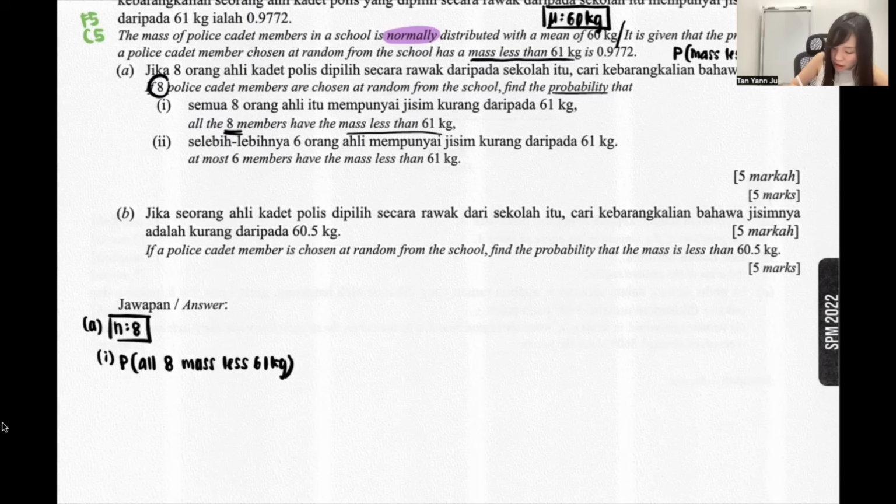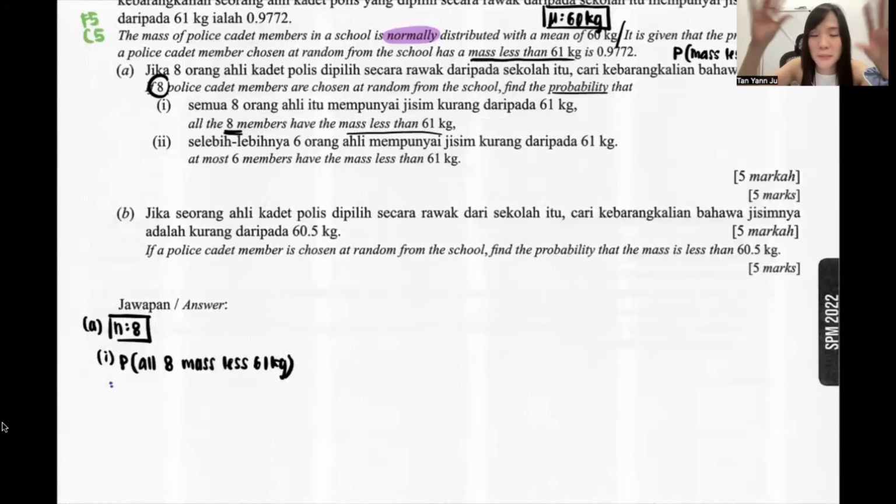So maybe you tell me, teacher, is this still normal? No, you are correct, this is a binomial. Don't tell me, but teacher, the question says normal. My dear, they say normal, but now when you do it, isn't it something countable? Why can count? Because out of 8 cadet police, you want 8 members to have this mass. So 1, 2, 3, 4, 5, 6, 7, 8, can count. So it's countable, so it's under binomial. Maybe this question says normal, but it's maybe not for this part, but for the next part.